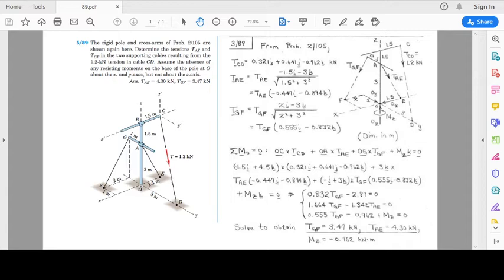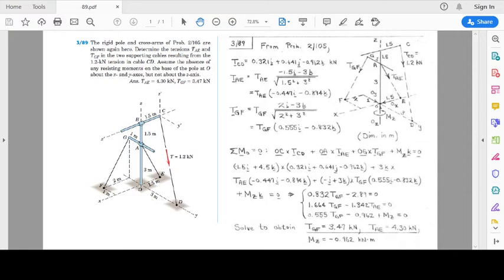And for a fixed joint, the joint is not free to rotate about any axis, but this joint is a special joint in which it is given that we assume the absence of any resisting moments on the base of the pole at O about the X and Y axes. So it is free to rotate about X and Y axes, and there is going to be some resisting moment about the Z-axis, because it is not free to rotate about the Z-axis. Resisting moment is not absent about the Z-axis.